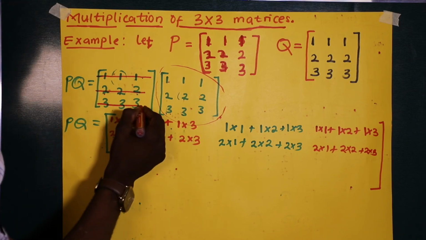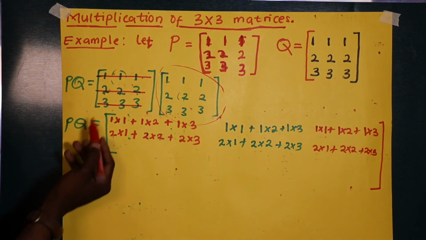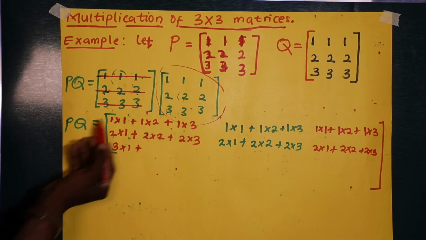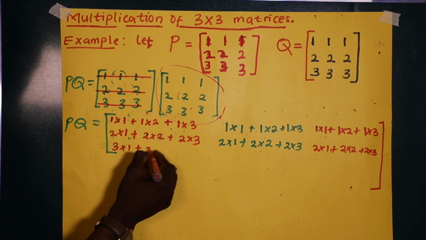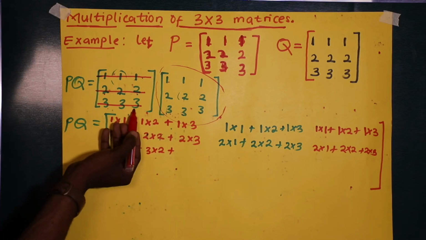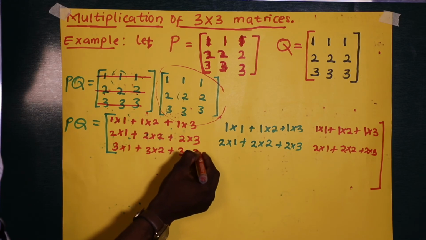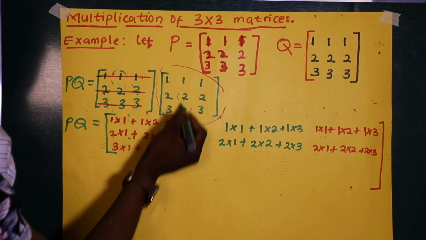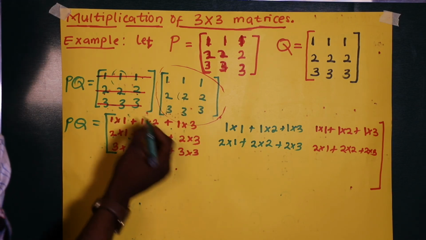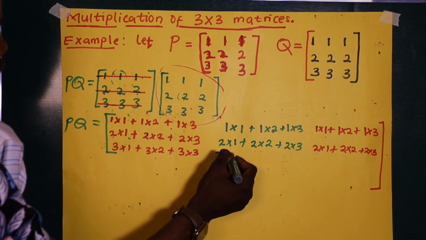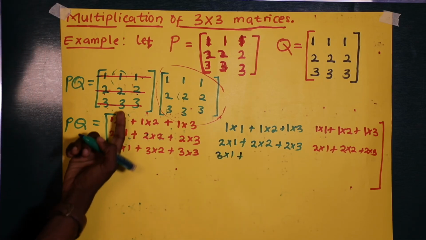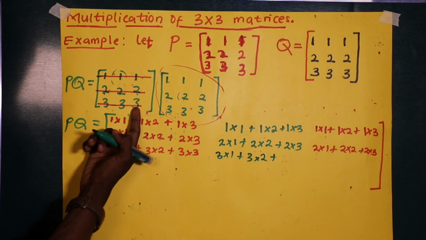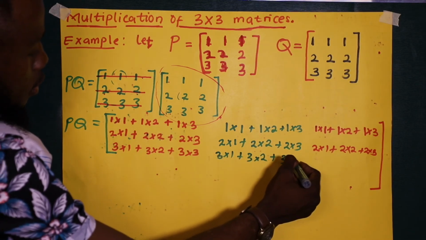Then the last row with the whole matrix. We have 3 times 1 plus 3 times 2, plus 3 times 3. You make a space and still multiply the same row with the second column of the second matrix. 3 times 1, plus 3 times 2, plus 3 times 3.